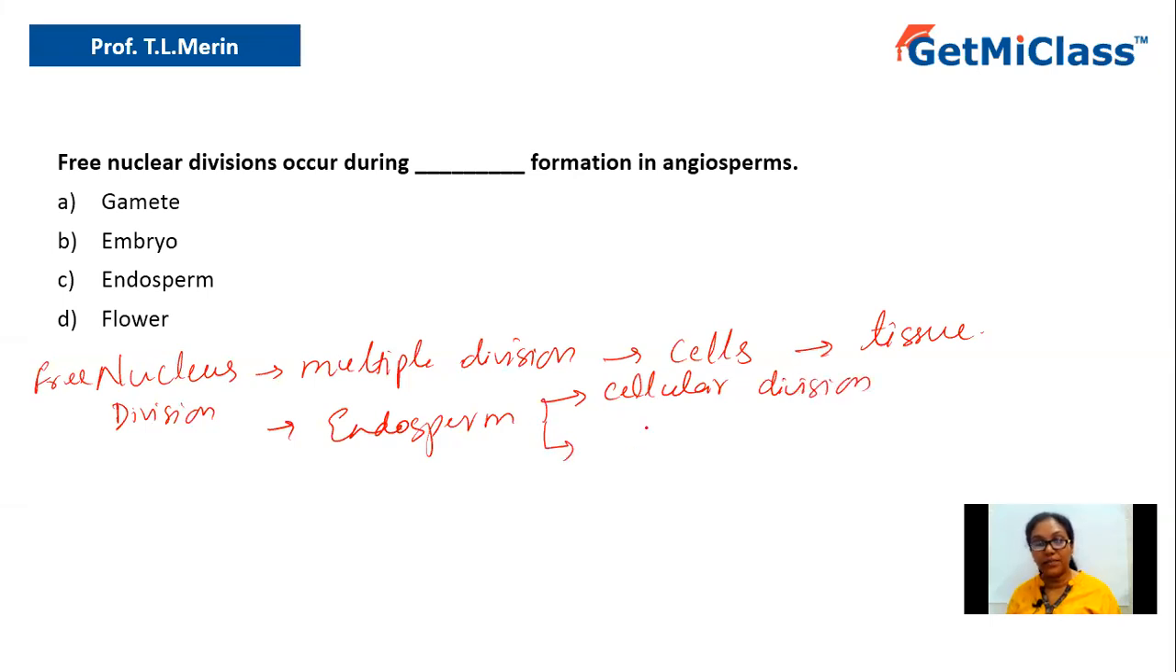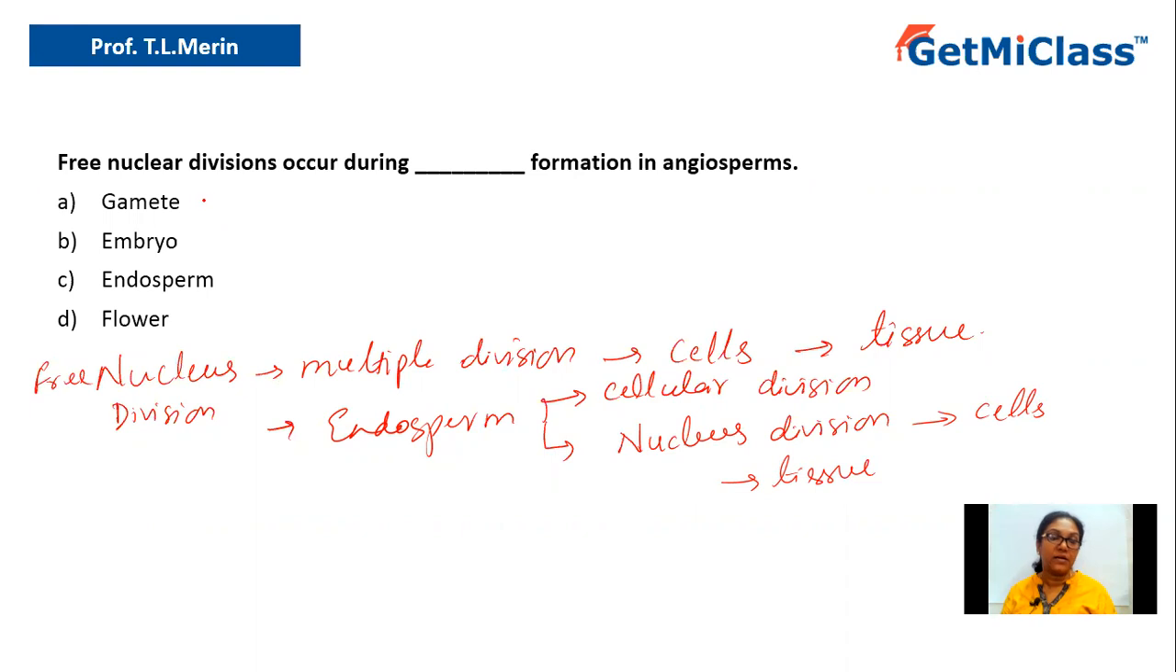Now you have another type of division which can occur in the central cell after it gets fertilized by the male gamete. Okay, so there in that cell, the nucleus will undergo multiple division. So it is nuclear division. So the nucleus will undergo multiple division, and that is nothing but the free nuclear division, and each nucleus will get converted into a cell, and hence it will give rise to many cells that will form the endosperm tissue. Okay, so these are the two methods by which endosperm forms. So let us look at the options.